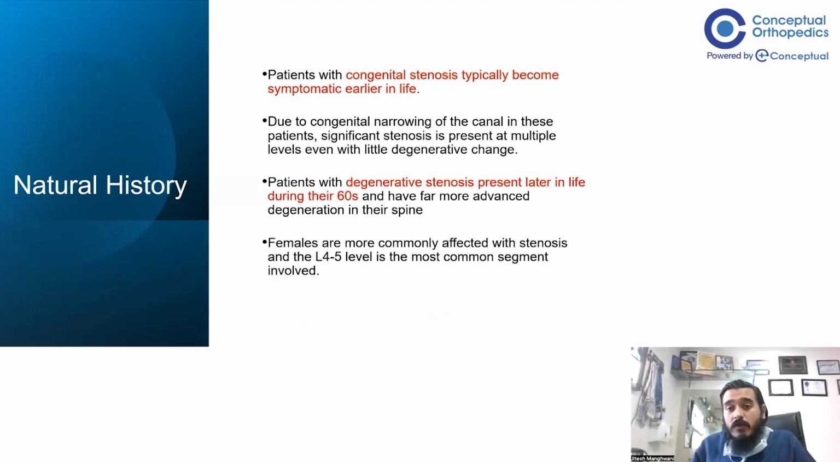Due to congenital narrowing of the canal in these patients, significant stenosis is present at multiple levels with little degenerative change. Patients with degenerative stenosis present later in life, during their 60s, and have far more advanced degeneration in their spine. Females are more commonly affected, with stenosis at L4-5 level, which is the most common segment involved. So remember, degenerative stenosis presents later in life during the 60s, and they have a far advanced degenerative spine. The most common level affected is L4-5, and females are way more commonly impacted with stenosis as compared to males.